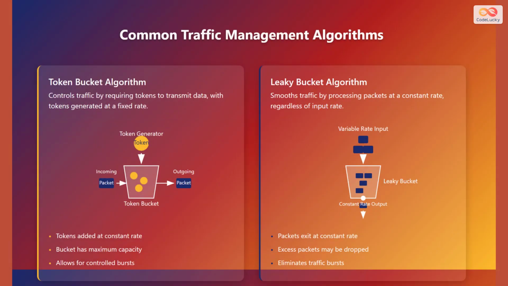There are two main traffic management algorithms. First, we have the token bucket algorithm. It controls traffic by requiring tokens to transmit data, with tokens generated at a fixed rate. Tokens are added at a constant rate, the bucket has a maximum capacity, and it allows for controlled bursts. Second, the leaky bucket algorithm smooths traffic by processing packets at a constant rate, regardless of input rate. Packets exit at a constant rate, excess packets may be dropped, and it eliminates traffic bursts.